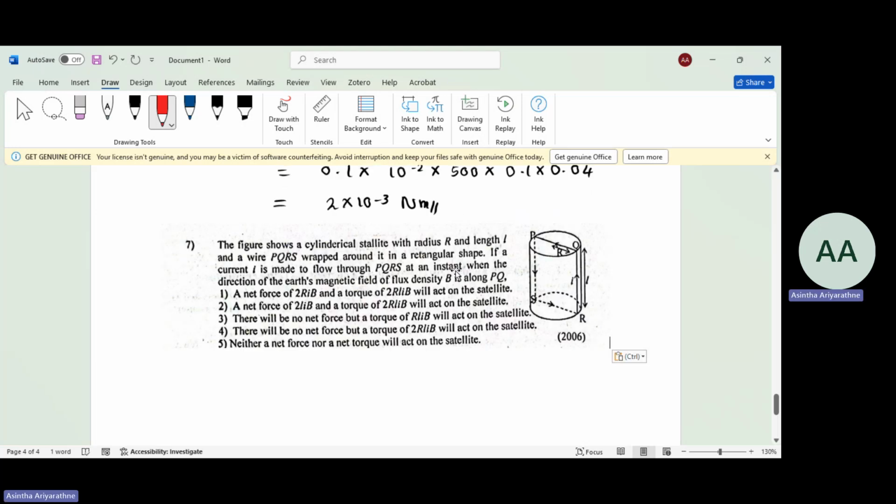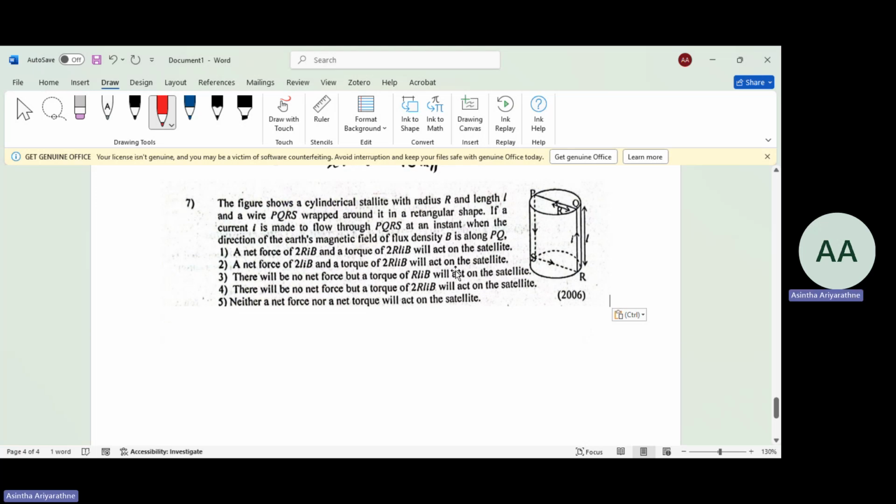Next question. A figure shows a cylindrical satellite with radius r and length L, with wire PQR wrapped around it in a rectangular shape. The current I is made to flow through PQR at an instant when the direction of the magnetic field of flux density B is along PQ. What happens? There would be a force couple in this direction. So now these two forces get cancelled out.